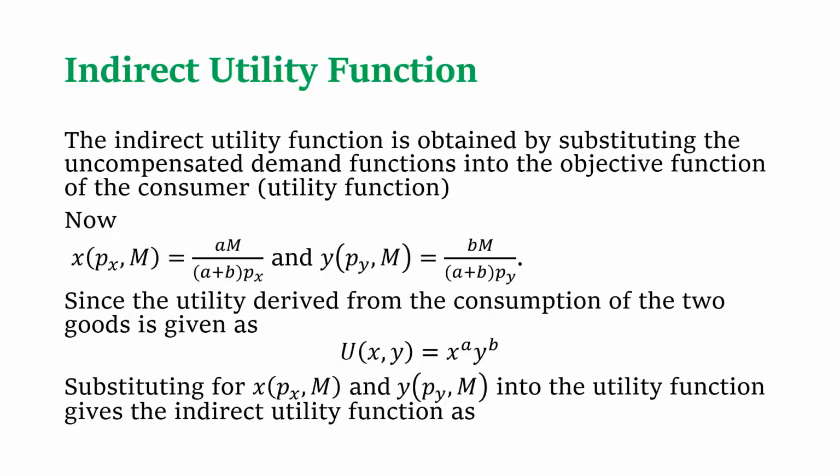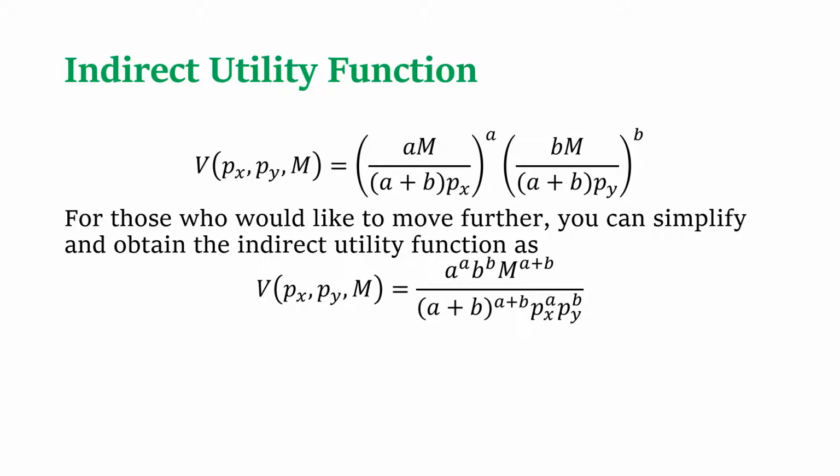AM over A plus B PX. So we are going to substitute for X here as well as Y. And then we solve. So the resulting equation is the indirect utility function, right? Now, if we plug in those values, we're going to have AM over A plus B PX to the A, BM over A plus B PY to the B.